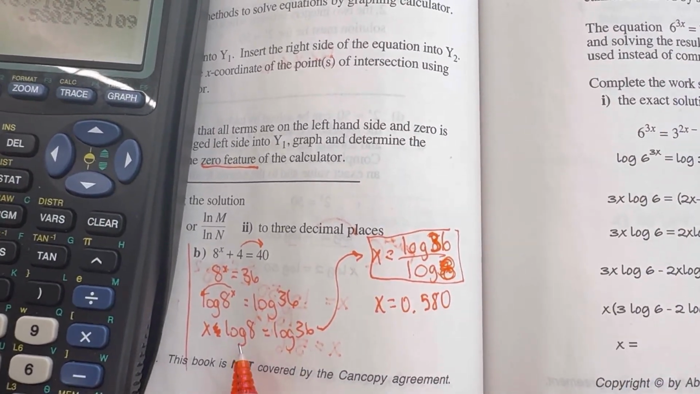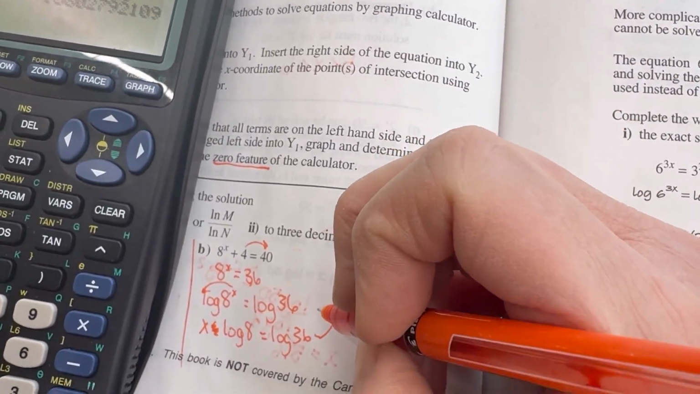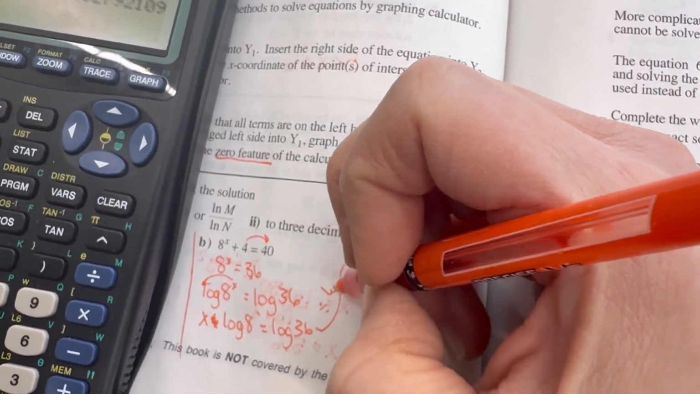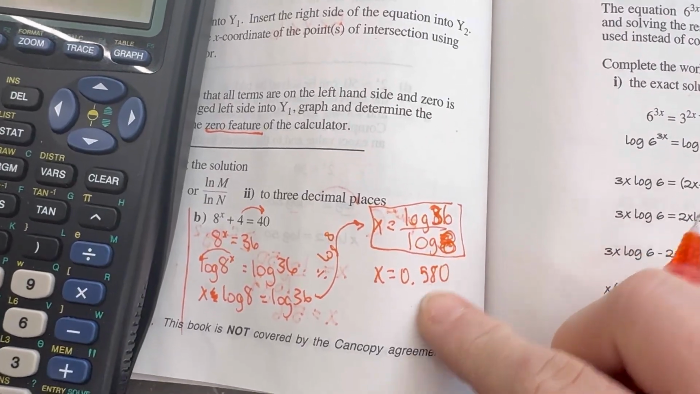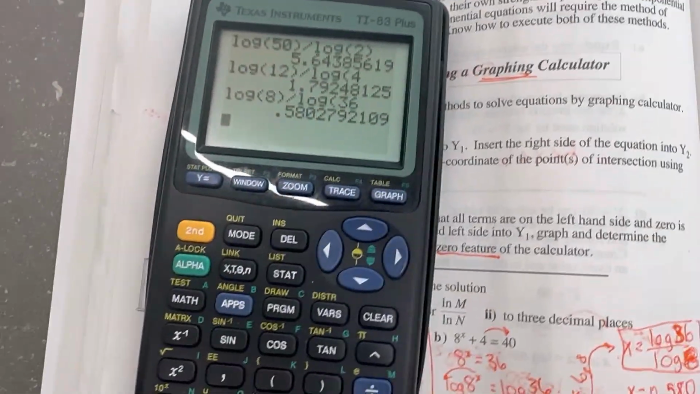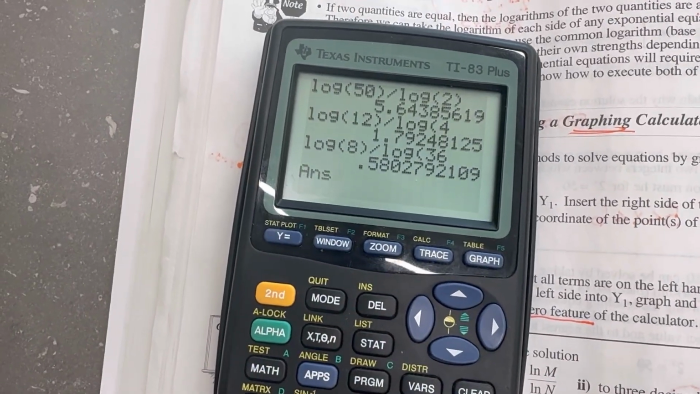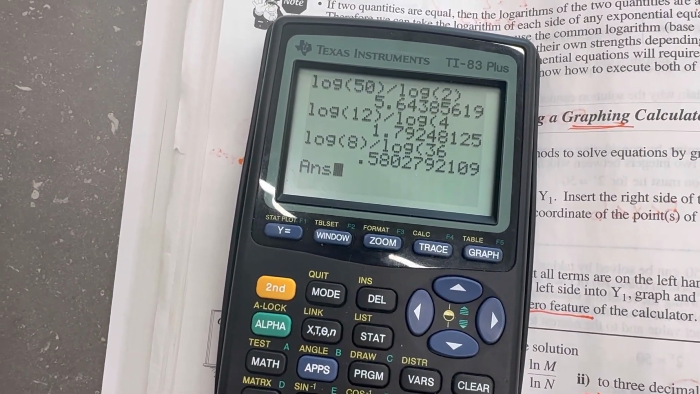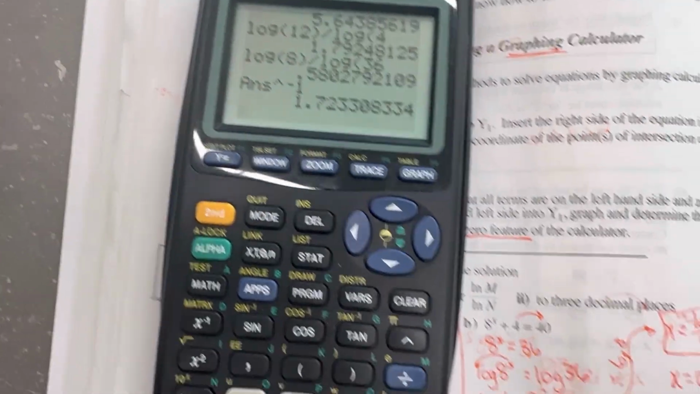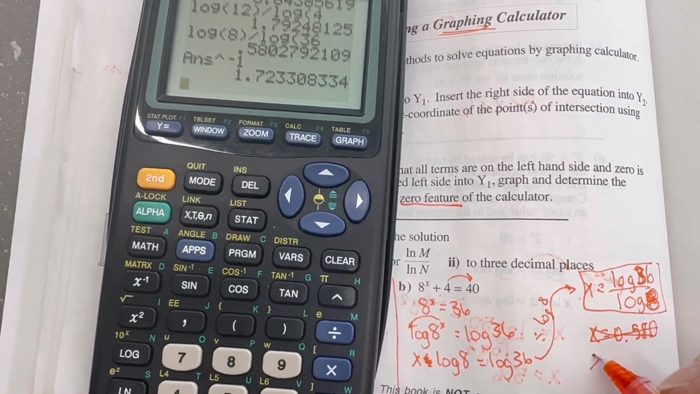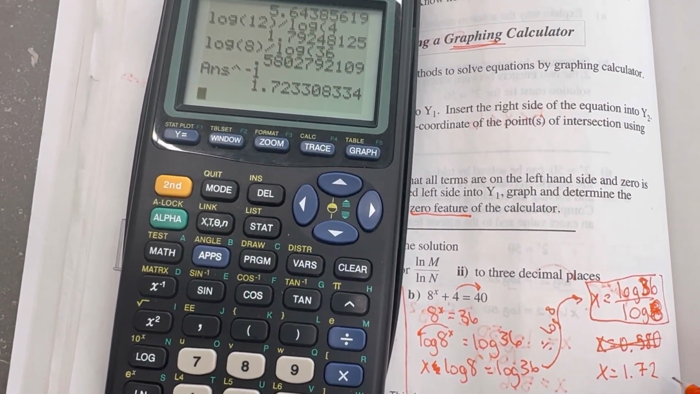That's okay, it happens. And it happens because I didn't show my work here. I divided by log 8, which means it's gonna be on the bottom. So then it's gonna be the inverse of this. So I could just take my second answer and then take the inverse, so like raise it to a -1 kind of thing. So my answer is gonna be x is equal to 1.723.